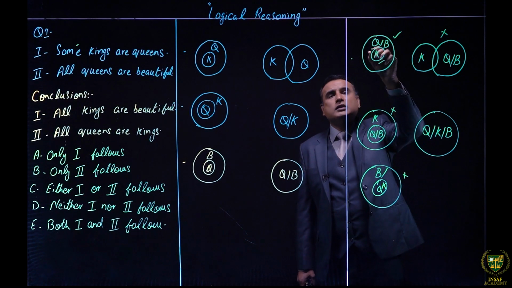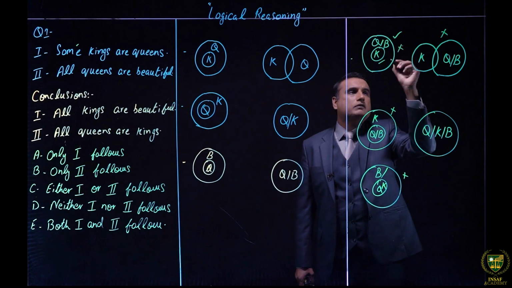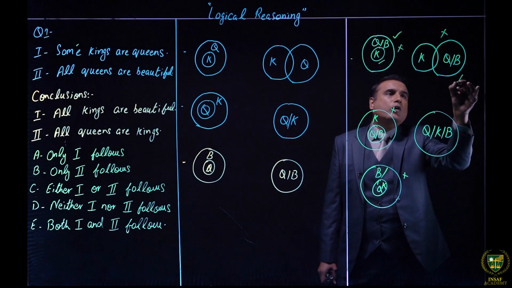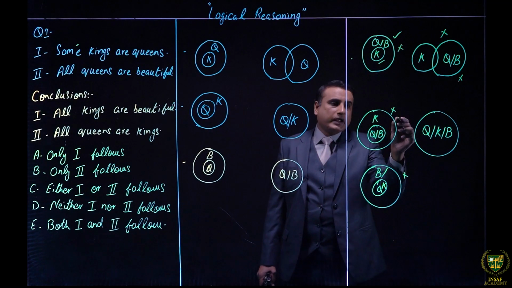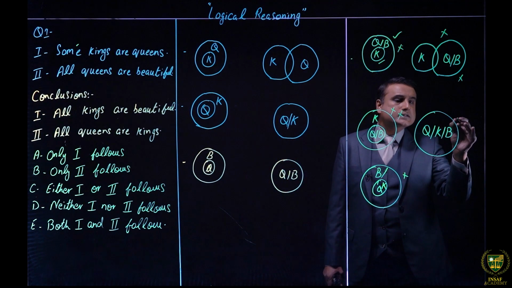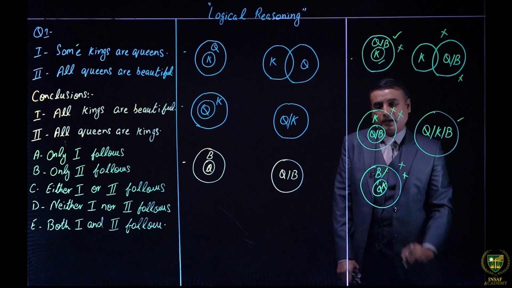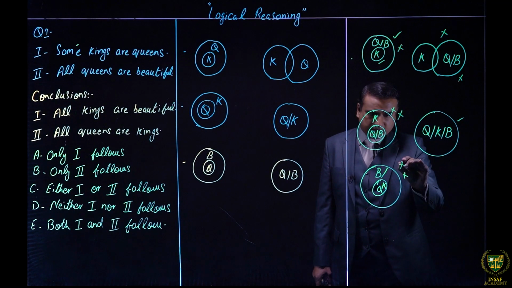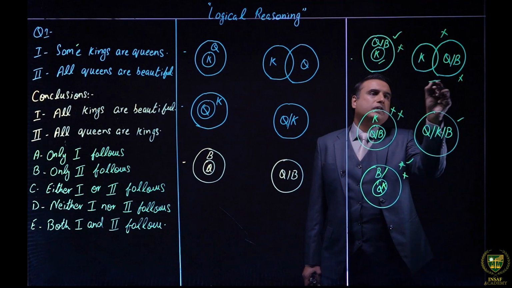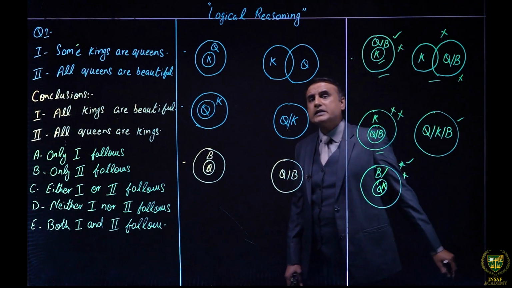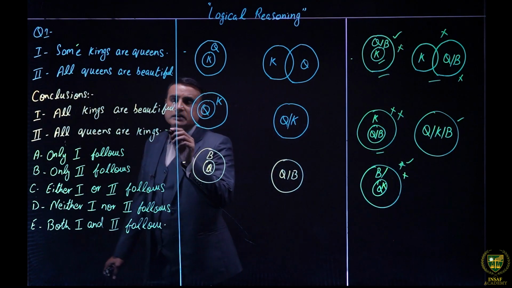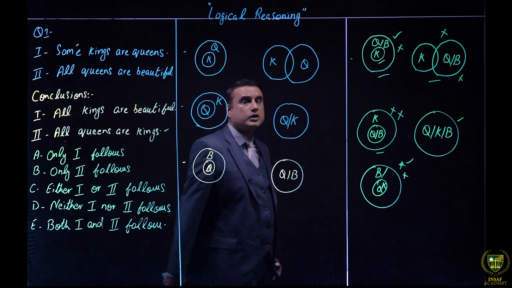No, all the queens are not kings. It is not validated here. Here again, all queens are not kings. Here too, all queens are not kings. It is true here, but here it can also hold true. But we can see that there are at least three instances where this statement does not hold true.